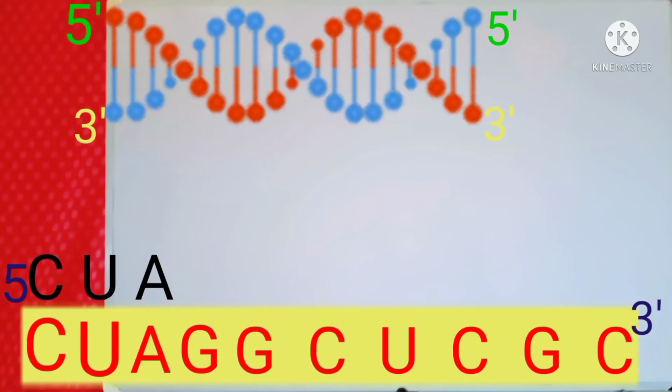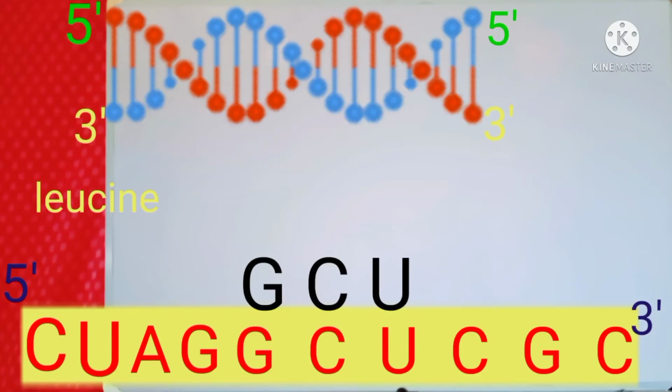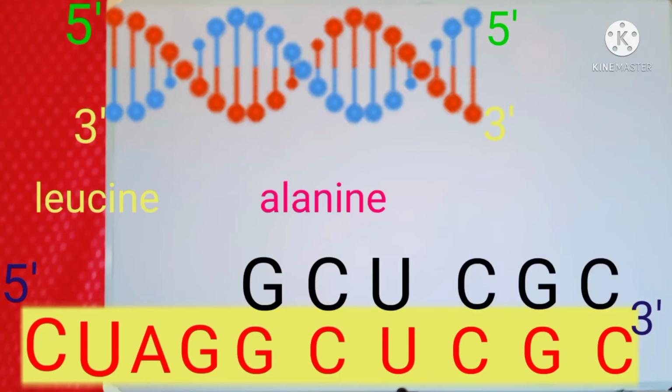So our codon CUA corresponds to the amino acid leucine, whereas the codon GCU corresponds to the amino acid alanine, and the codon CGC corresponds to the amino acid arginine.